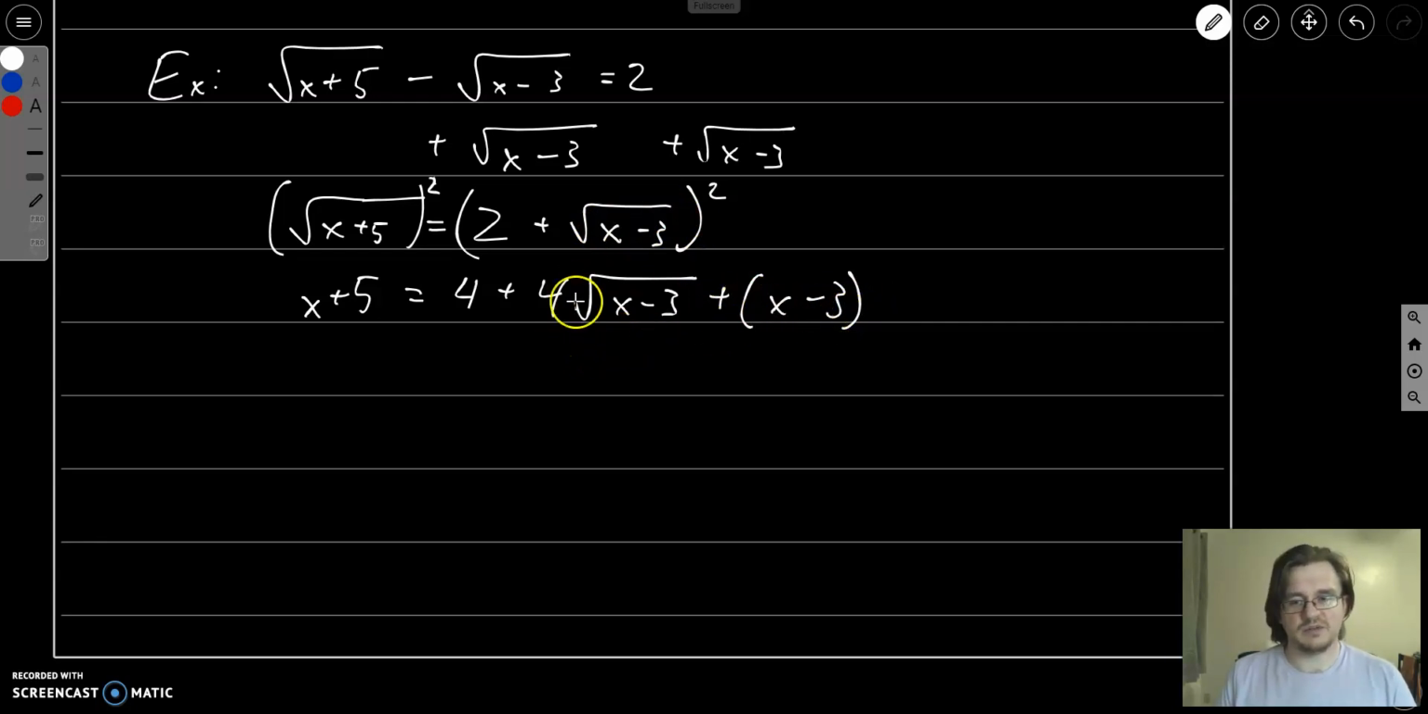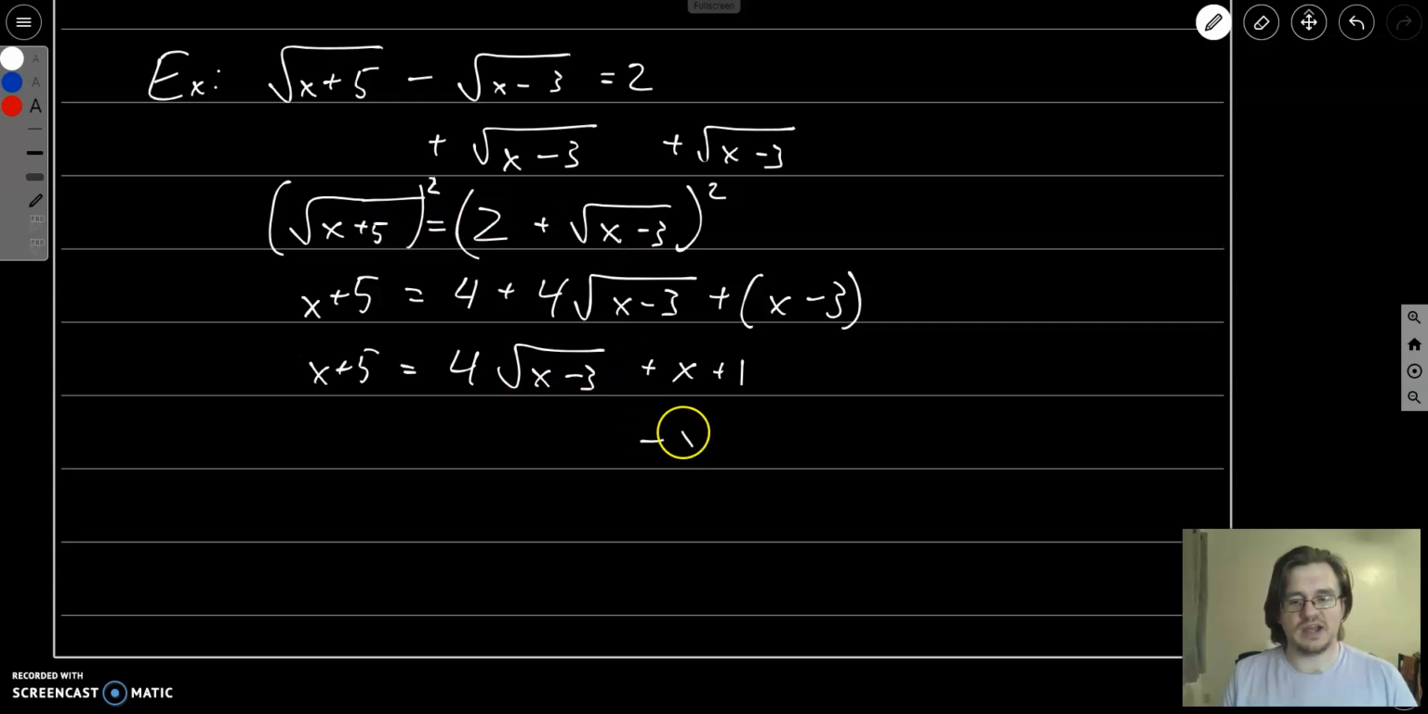So let's simplify this before we do anything else. We'll have x plus 5 is equal to, I have a 4 and a minus 3, so that'll be plus 1. I have an x term, and I have this last one. Again, what I'll do is I'll try to isolate my square root by itself so that I can square to make things go away.